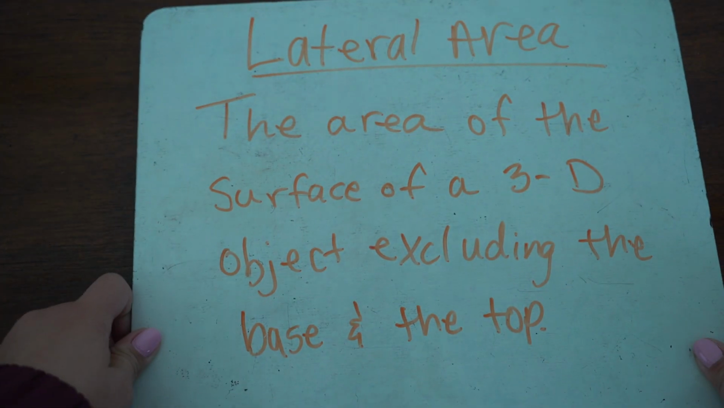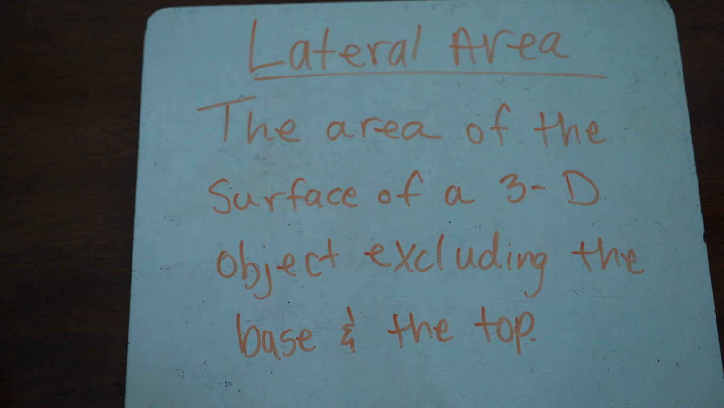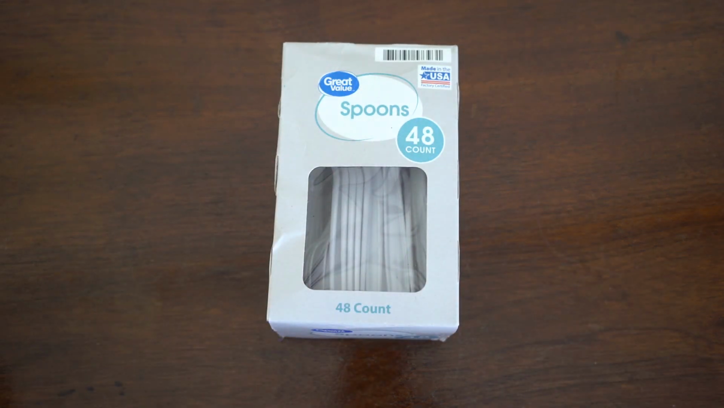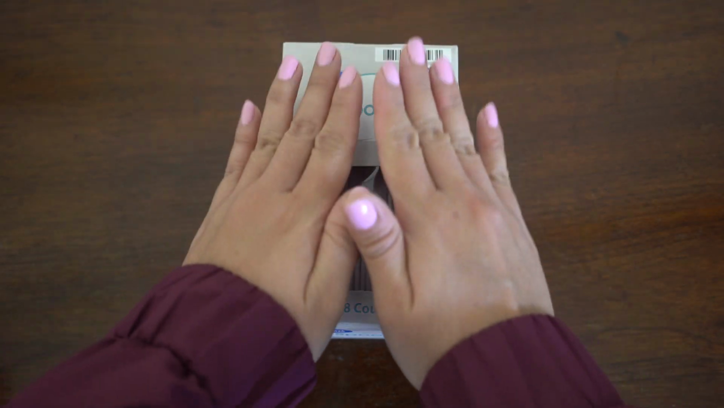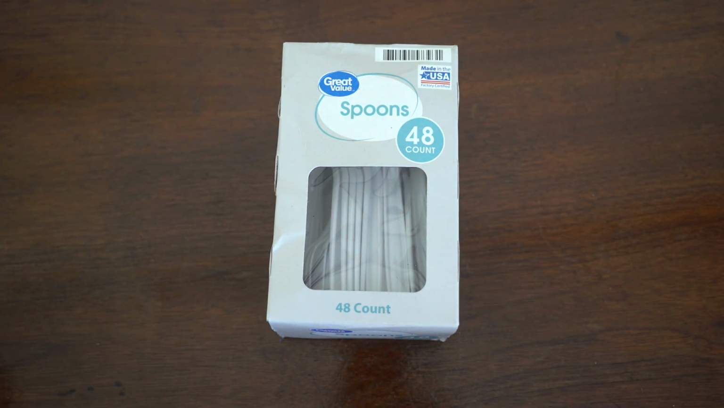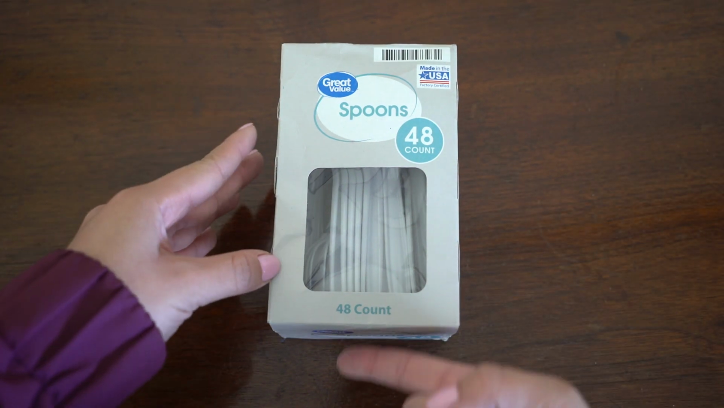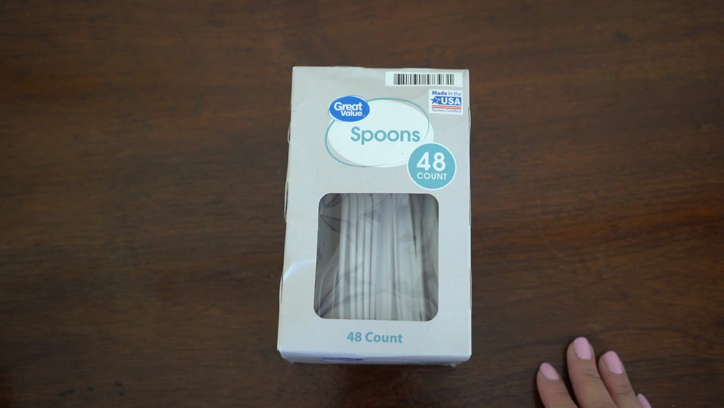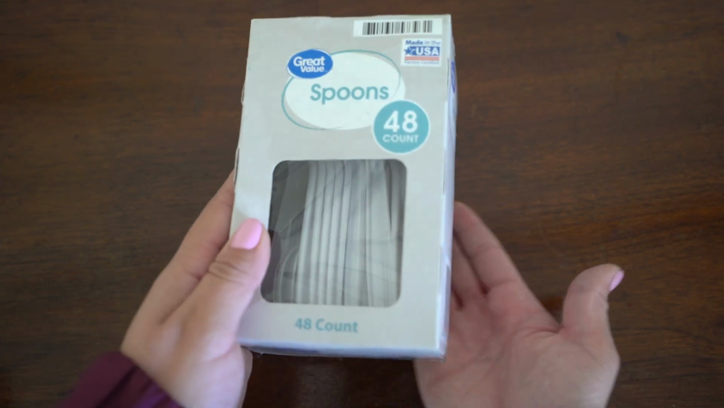Next, we're going to be talking about lateral area. Lateral area is the area of the surface of a three-dimensional object, excluding the base and the top. Excluding again means not including, leaving it out. So taking this box here again, to find the total surface area, we said we had to consider all of the 6 faces. But to find the lateral area, first I have to identify the base and the top. Therefore, that leaves me with 4 faces. So I have to find the area of those 4 rectangles to find the lateral area.